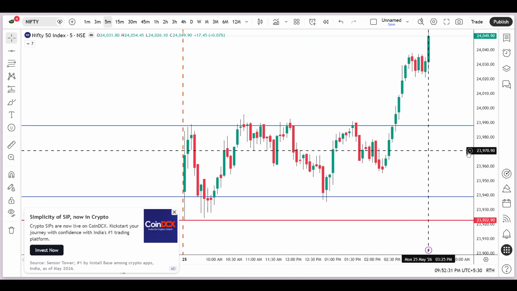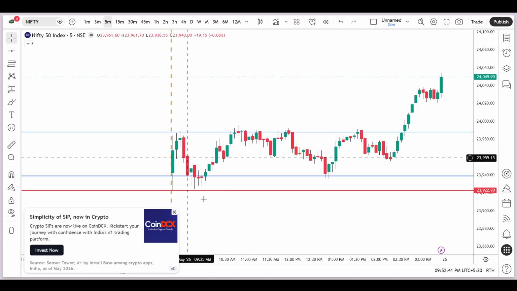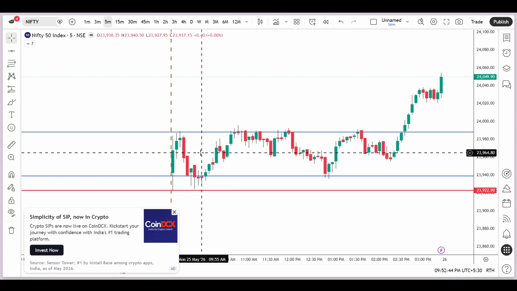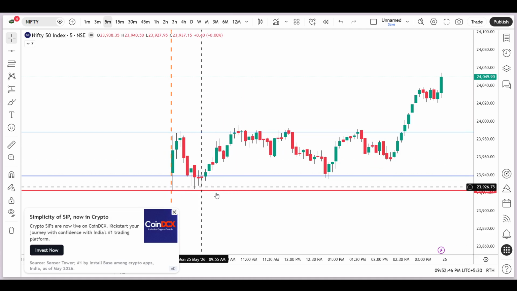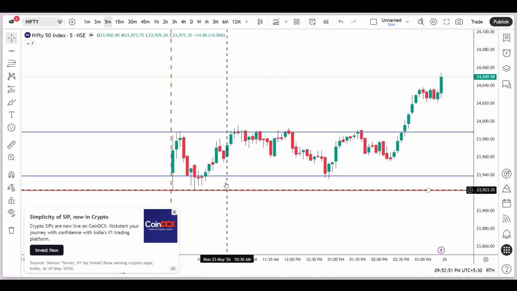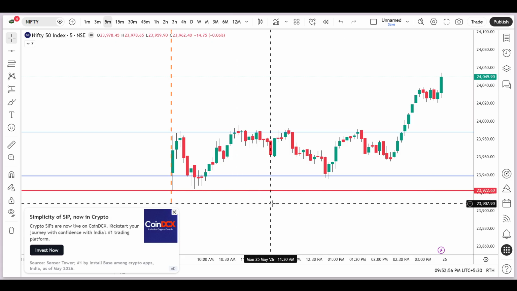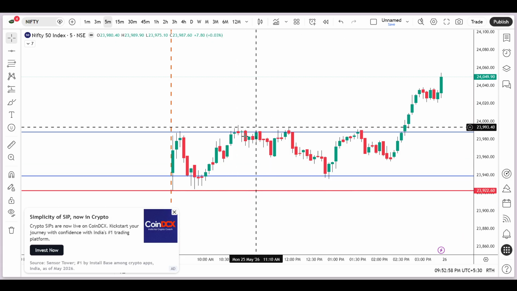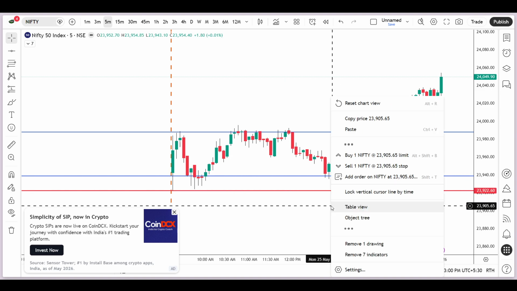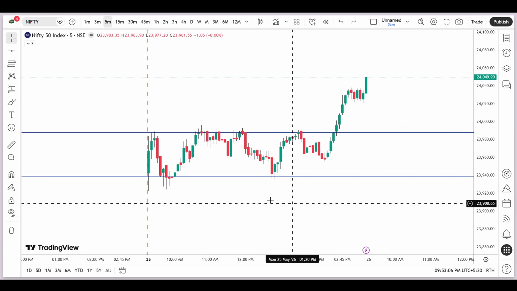Okay, now if you see, the market is opened higher. One logic here, we will mark 30 minutes high and low anyhow. See, this is the low, the red line is the low. This I marked manually here. Okay, I'll remove this now.